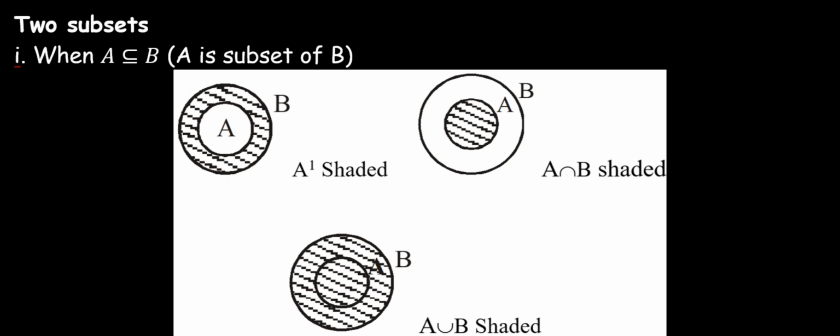Then the next diagram, A intersection B shaded. Here, subset A is the common set between A and B since A is inside of B. Hence the shading of A and leaving B. Then the third diagram, the last one at the bottom, A union B. It means the two subsets are shaded, both the one that is inside the other.